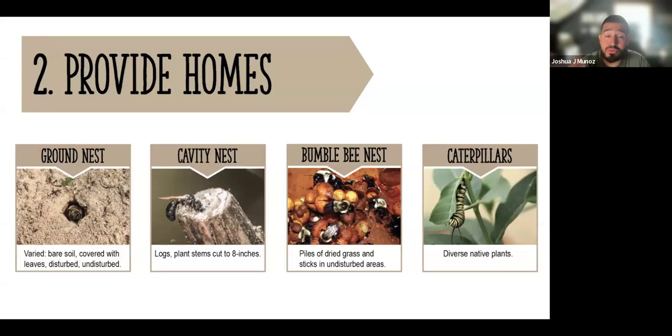Providing homes. A lot of people think that all bees live in a hive, like honeybees, right? But a lot of bees live in ground nests and cavity nests, in different little areas, and sometimes we're stepping on them and not realizing it, because we just haven't had this type of education and content in our schools. We're mowing things over and stepping on habitat all the time. We're just destroying habitat in our backyard.